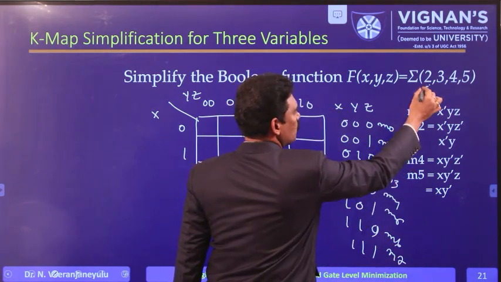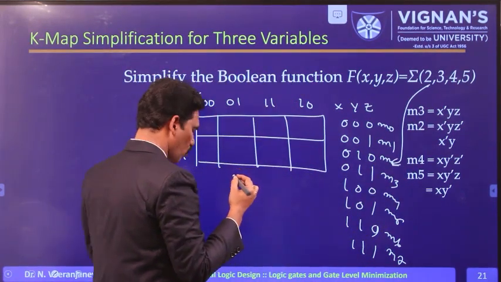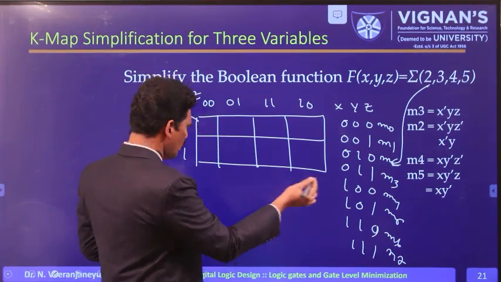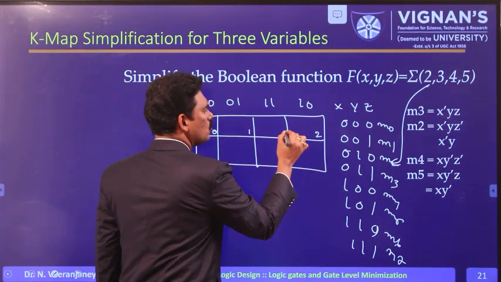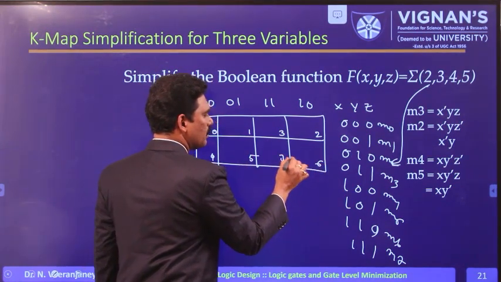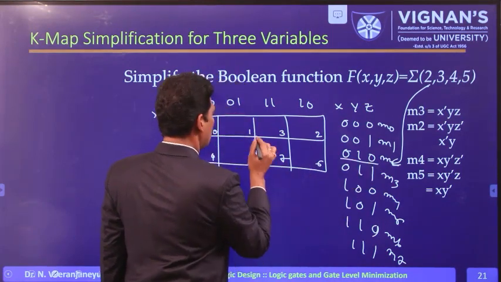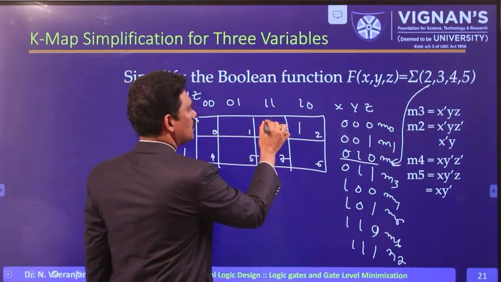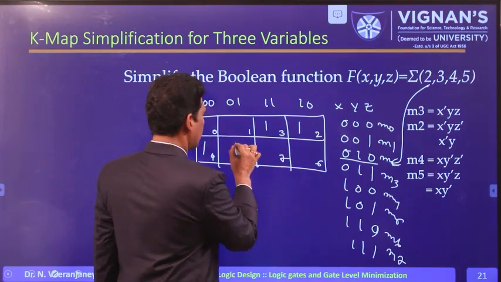So what is 2? 2 means M2, that is 0, 1, 0. For that, we are specifying numbers 0, 1, 2, 3, 4, 5, 6, 7. So 2 means 010. This is 2. Next, M3, this is 3. This is 4, and this is 5.